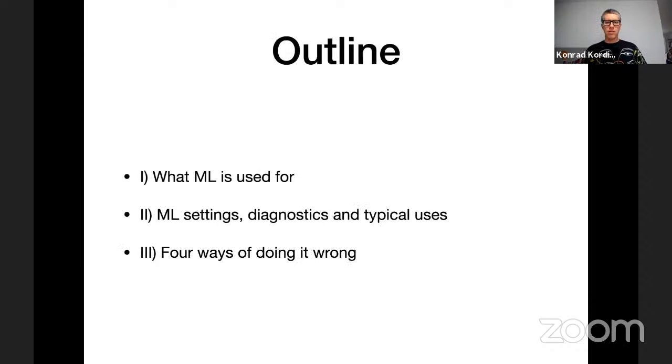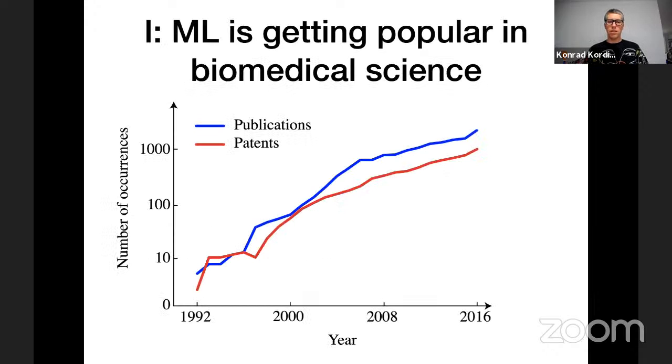But let's first do some introductions here. So what's the outline? I will first briefly review what machine learning is useful for, why we use it, how it's useful, and what it brings to the table. And then I will talk about the generic settings that we have in machine learning, in diagnostics and typical uses, and then I will talk about a number of ways of doing it wrong. Because I think in a field where machine learning is relatively new, and I think in most areas of medicine, machine learning is relatively new, there are mistakes that people make. And unfortunately, in most areas where people start using machine learning, they make the same mistakes early on. And so let's talk a little bit about the mistakes that are there.